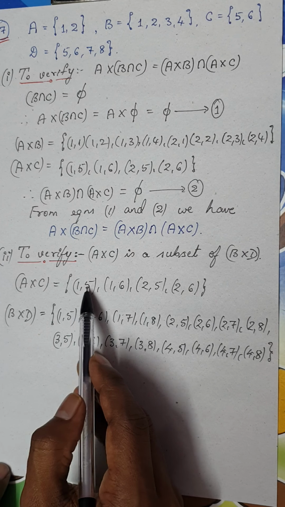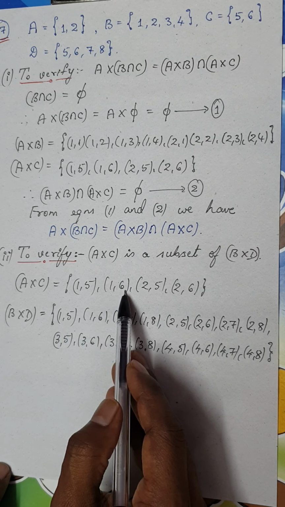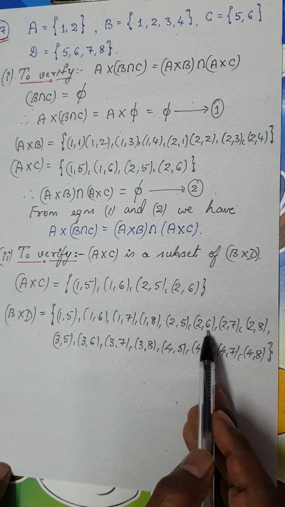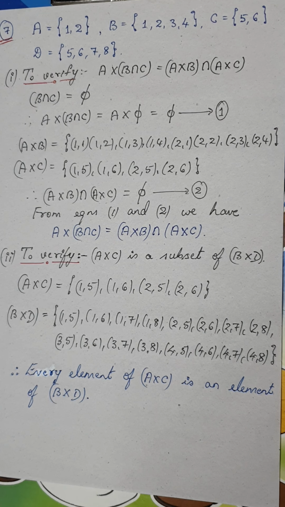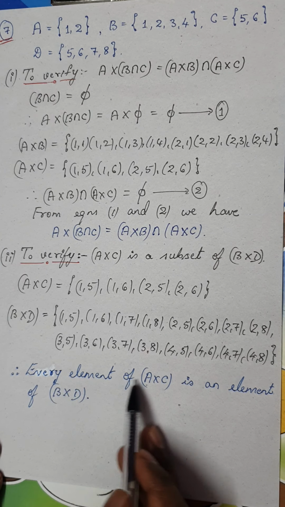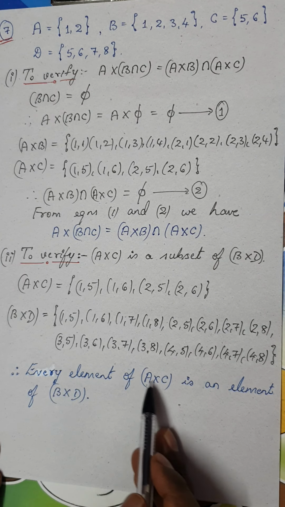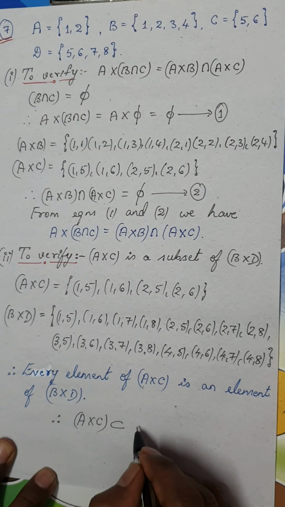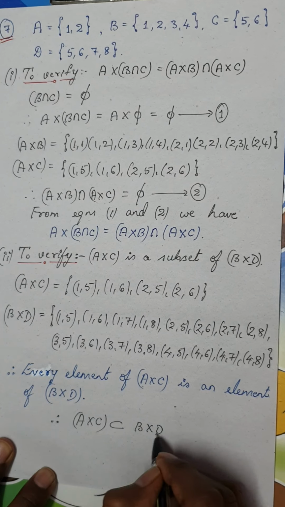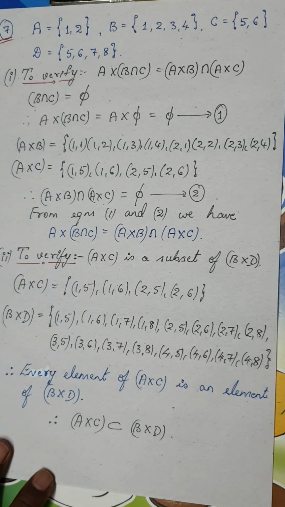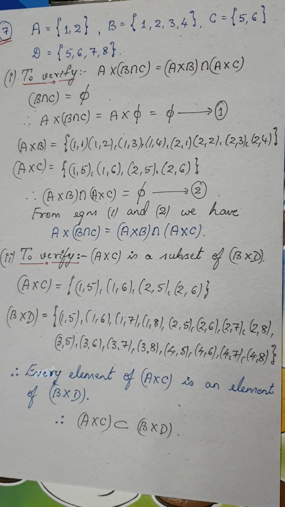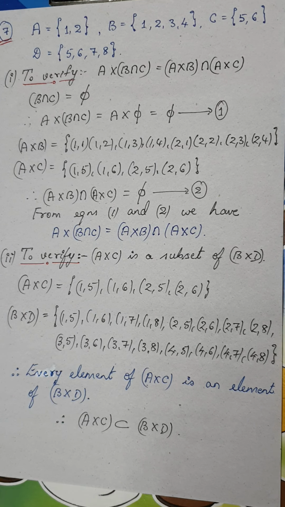Okay, going on with 1, 5, it is there. 1, 6, it is there. 2, 5, yes it is here, and 2, 6 that is also there. Therefore, what is the conclusion I can say? Every element of A cross C is an element of B cross D. Therefore, I can write A cross C is a subset of B cross D, and that concludes our solution for question number 7. Let's move on to question number 8.